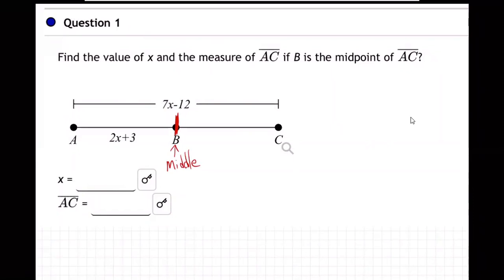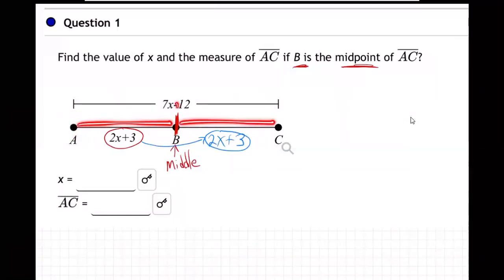So if B is the middle, well then this formula right here also goes right here. They've got to be the same, don't they? Does that make sense? Because however far it is from here to here, this distance has to be the same as that distance, right? Because B is the middle. So if this is 2x plus 3, then this has to be 2x plus 3 because B is the middle.